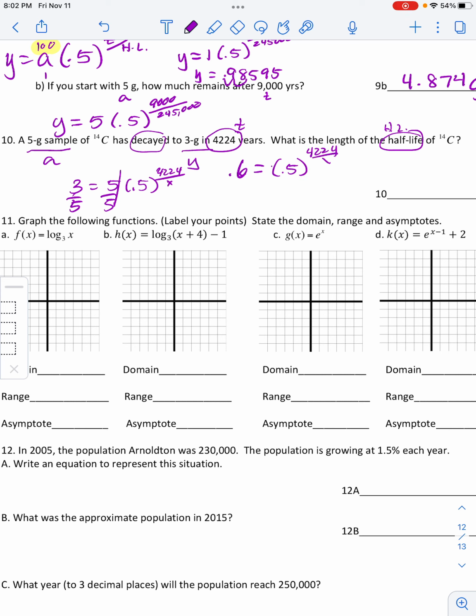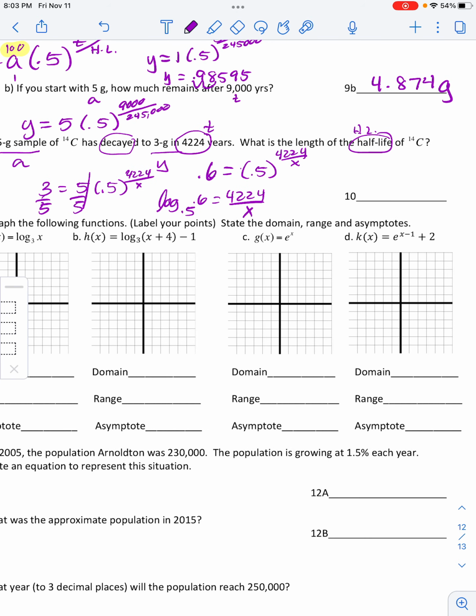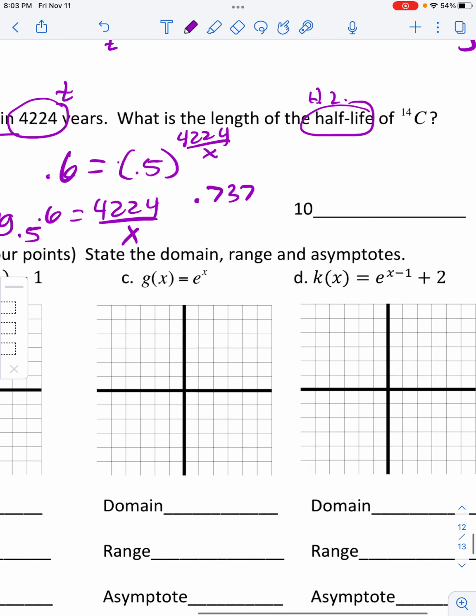4,224 divided by x. Okay. So I have an exponential. I can't undo it from here, so I need to rewrite it as a log. Log base 0.5 of 0.6 has to equal the power because the power always stands alone. So the left side of this equation needs to be done on my calculator, and I did that before and got 0.737. I do not have enough room. And so that's going to equal 4,224 over my x.